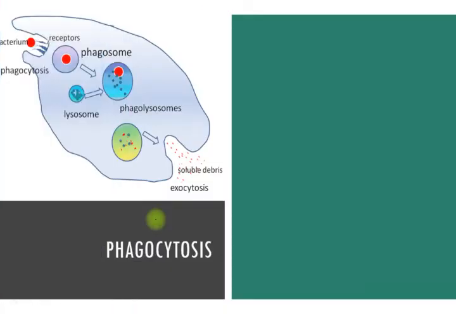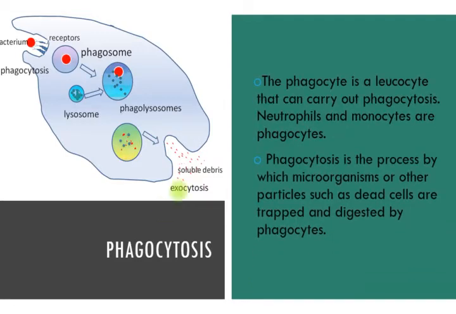Okay, next we go to phagocytosis, after the fever. A phagocyte is a leucocyte that can carry out phagocytosis. Neutrophils and monocytes are phagocytes. You still remember the neutrophils? Neutrophils are one of the leukocytes, and monocytes are also leukocytes. Both of these leukocytes are phagocytes. What do we mean by phagocytes? They refer to the cells that carry out phagocytosis.